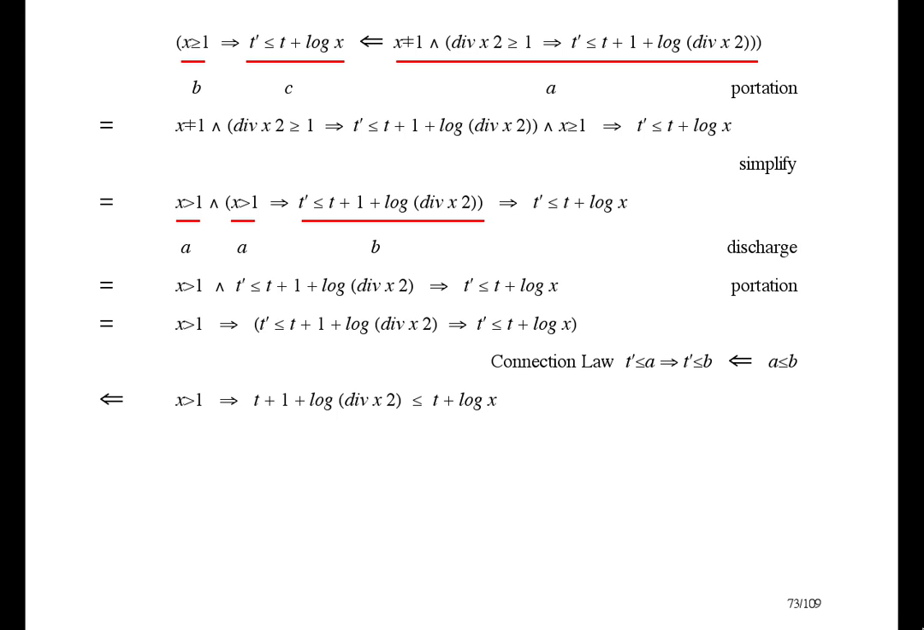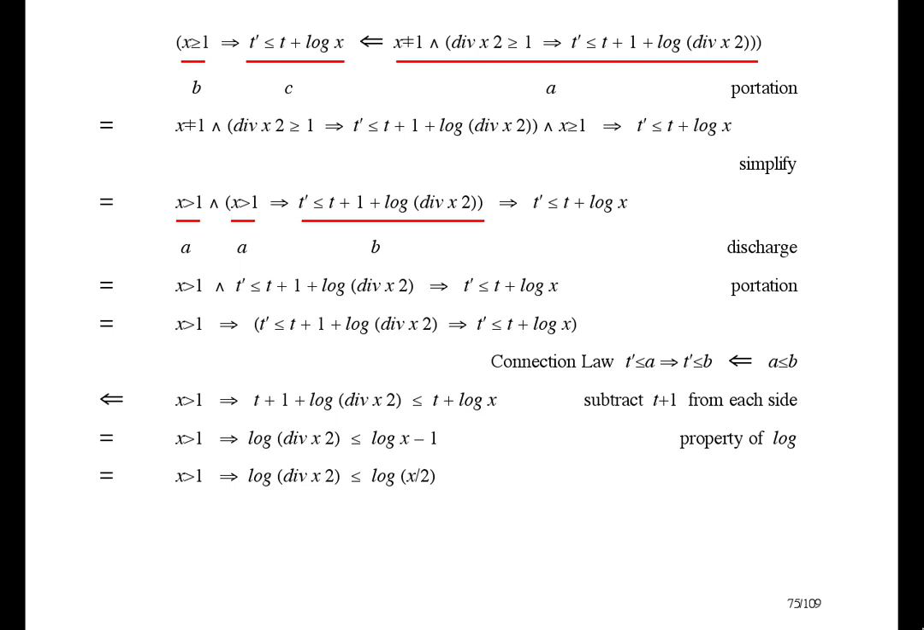Now, subtract t plus 1 from each side of less than or equal to. And a law of logarithms says subtracting 1 from a log is the same as taking the log of half the value. And log is monotonic, so we can instead compare its arguments. And finally, div is the same as dividing and rounding down.